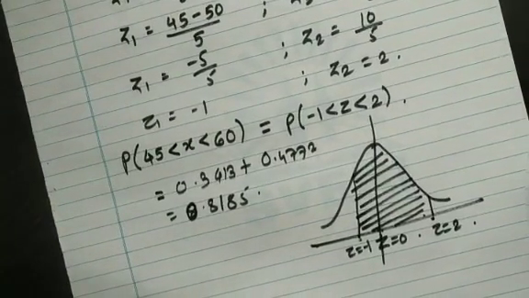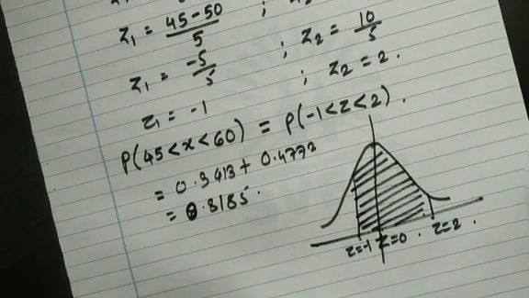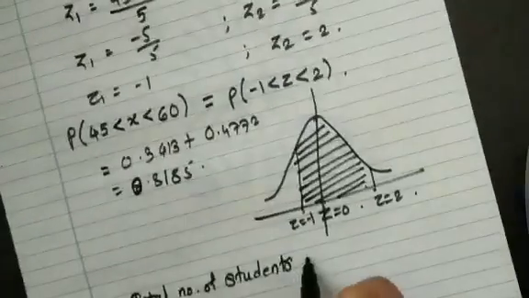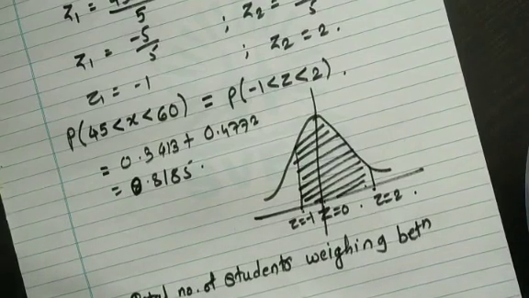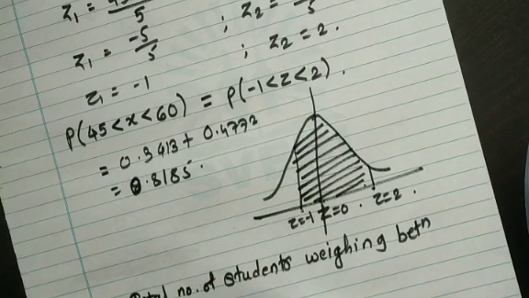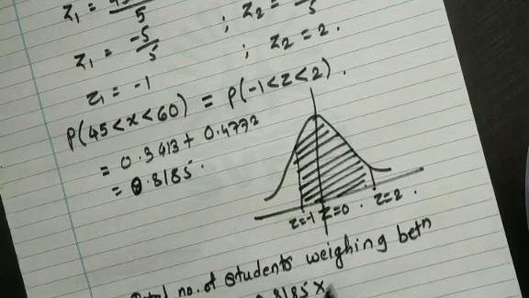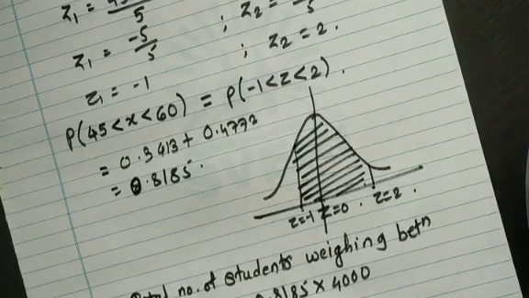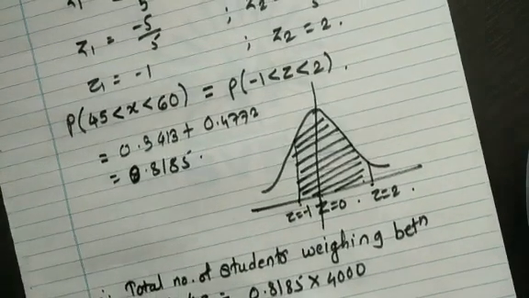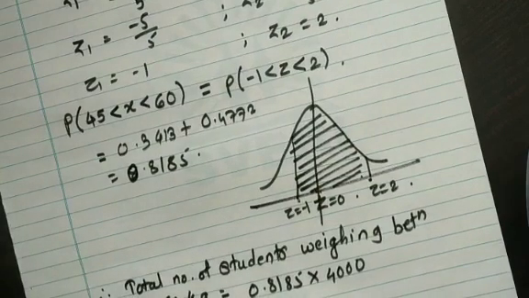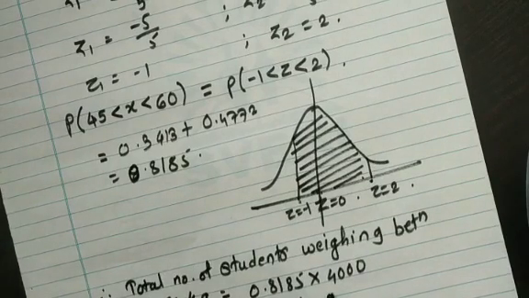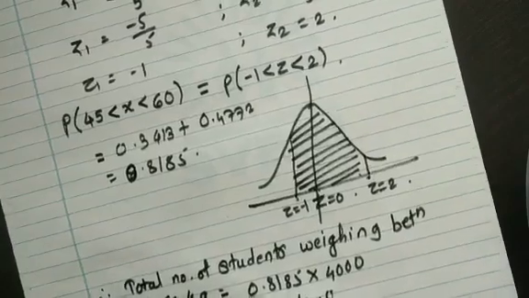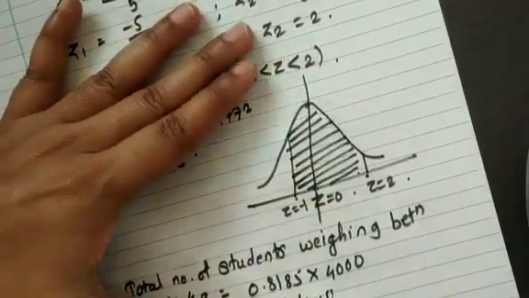Therefore, finally we can write the total number of students weighing between 45 and 60 kg is equal to the probability of the same into the total number of students, that is 4000, which is equal to 3274.0 something. So it is nearly equal to 3274 students.